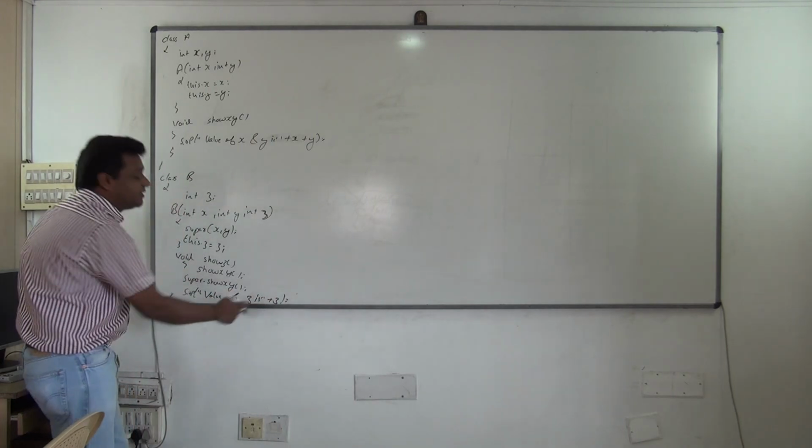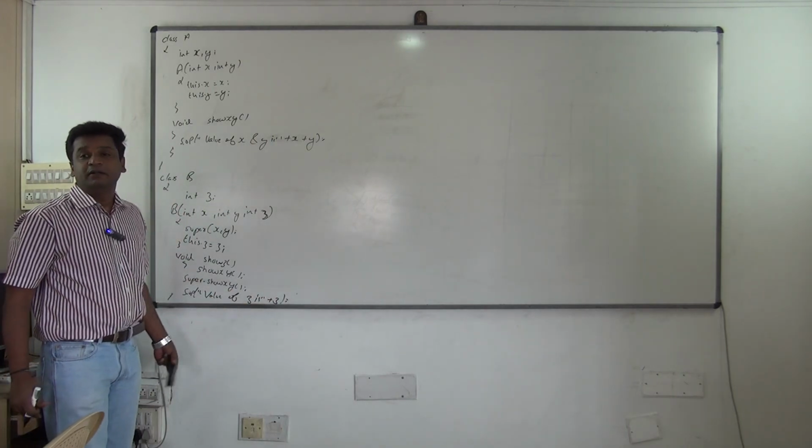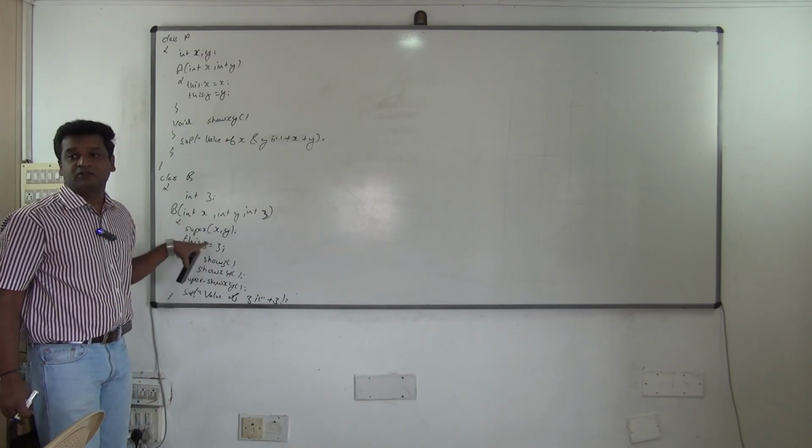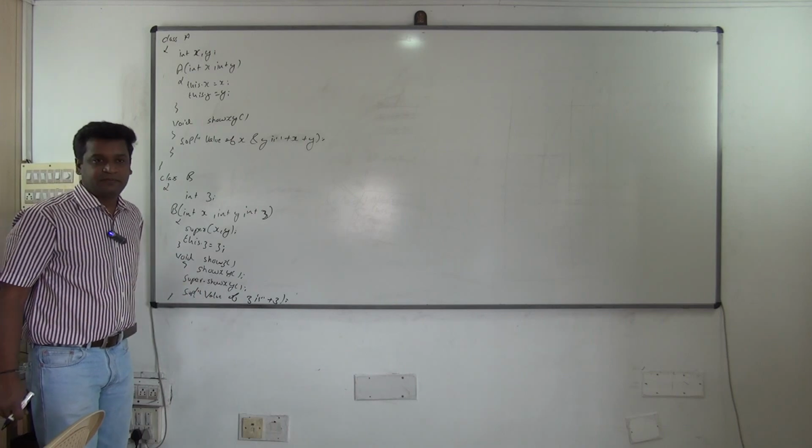Here am I using this.z? No. Why? There is no conflict. Here I have to use this.z. Why? There is a conflict. Here, no conflict.